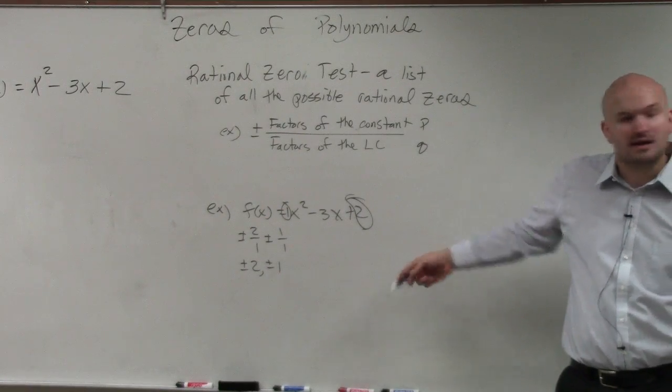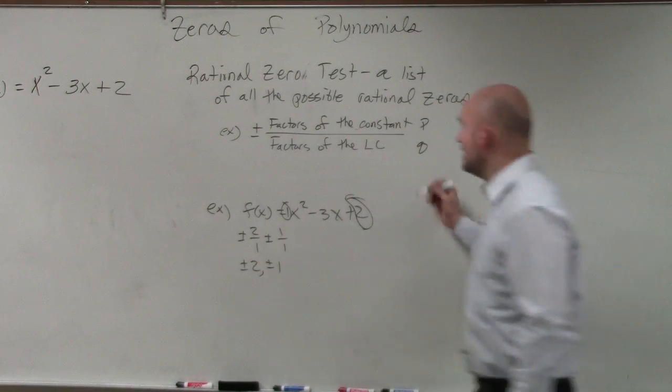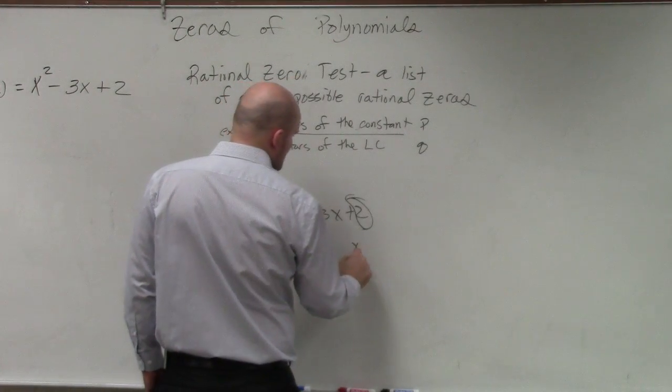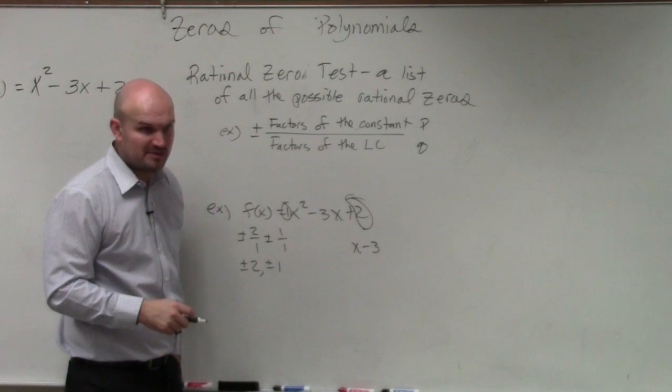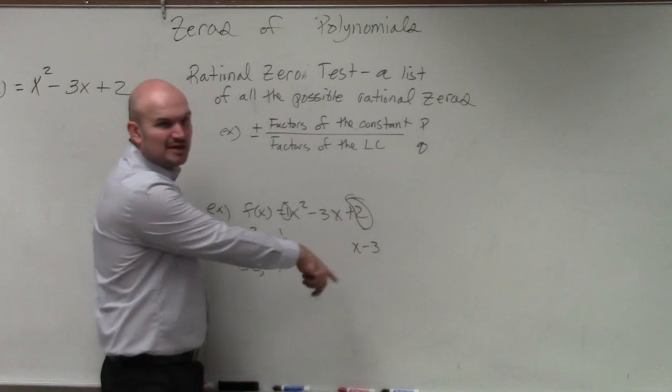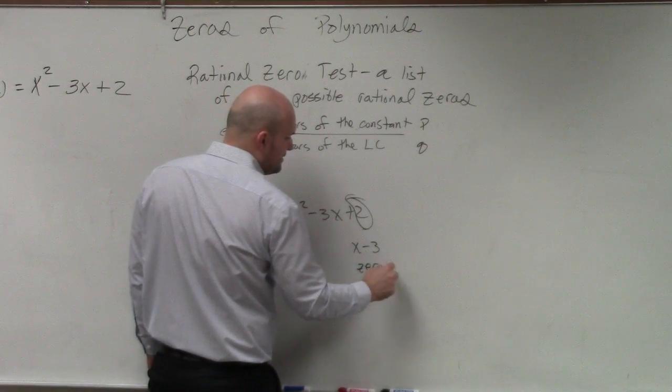Yes, right? You remember when we did the long division of x minus 3? Do you guys remember checking the long division of x minus 3? That had a remainder of 2, if you forget. But what would the zero be? The zero would be 3.